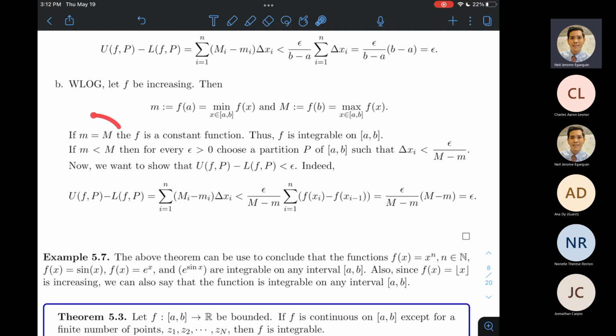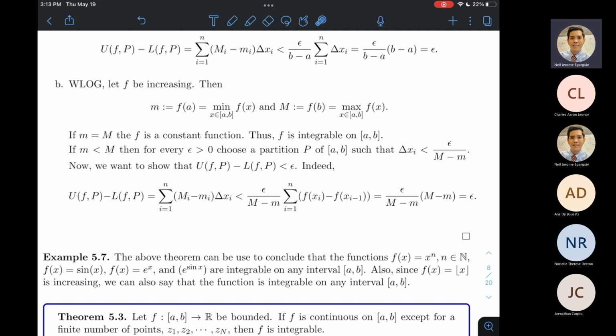Pero yung unang case ay si little m ay equal kay capital M. Ibig sabihin, parehas yung maximum at saka yung minimum. Nangyayari lamang na equal yung maximum at saka minimum kung si f ay constant function. Right? So, if f is a constant function, we already know that this is Riemann integrable. Na-prove na natin ito last time. Right? So, ibig sabihin, we're done kung si f ay constant. Pero kapag si m ay hindi equal kay capital M, meaning little m is smaller than capital M, then kailangan natin magsulat ng isang mas rigorous na proof.